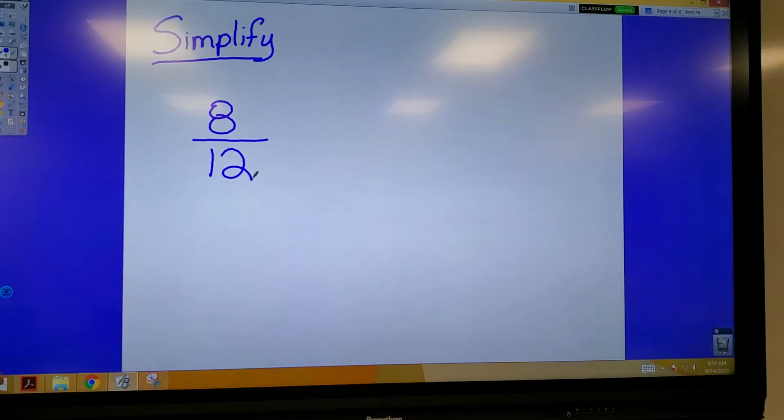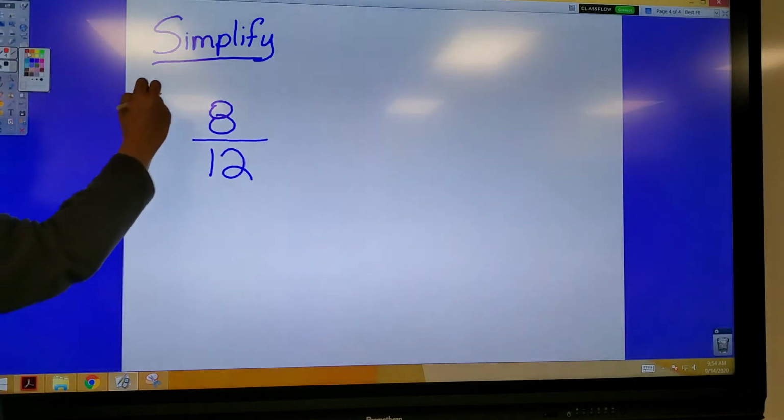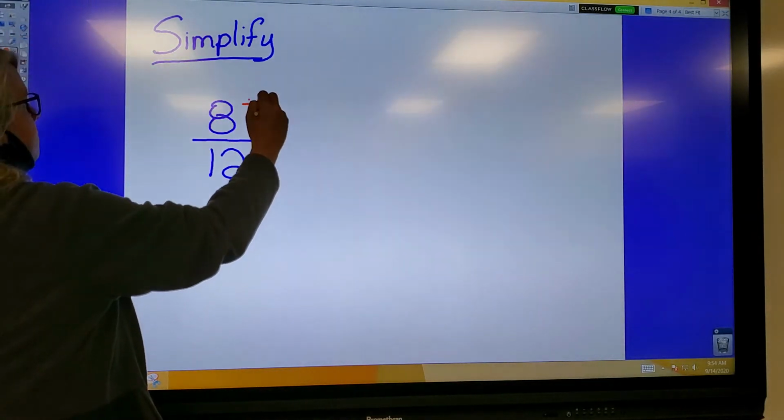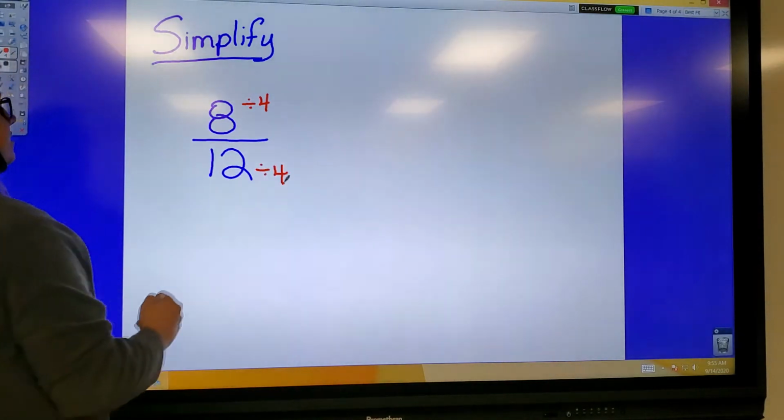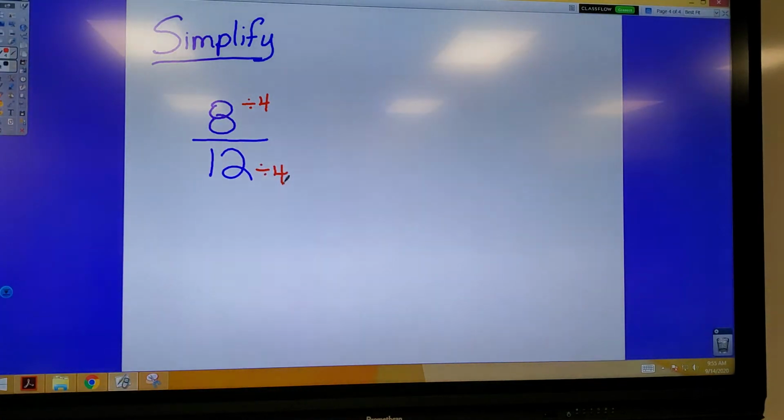How would you simplify this? What would you do to simplify this? Jordan? Divide by 4. How did you come up with the 4? Because there's an 8 and a 12. What about the 8? They can both be divided by 4. Okay, so 4 would be a factor of 8 and 12.